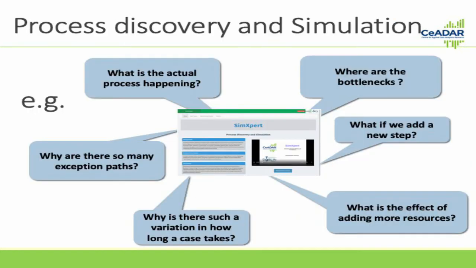The types of questions that we're answering using SimXpert are: what's the actual process happening? What does it look like? Where are the bottlenecks? What happens if we add a new step? What is the effect? What happens if we add more resources? Does it speed things up? Why is it that some cases take such a long time? And why are there so many exception paths through the system? These are the types of questions we can answer.